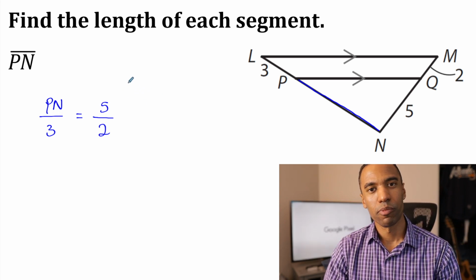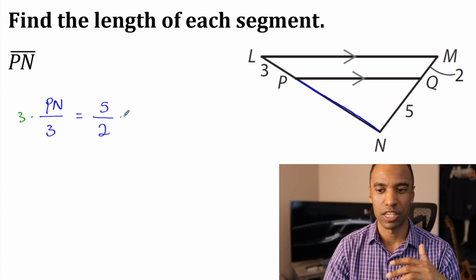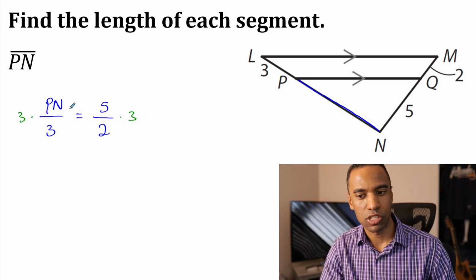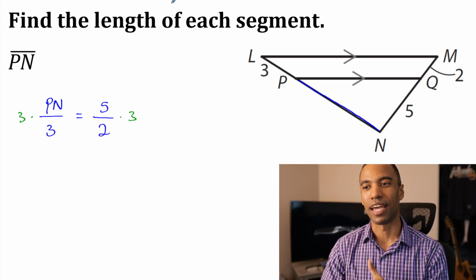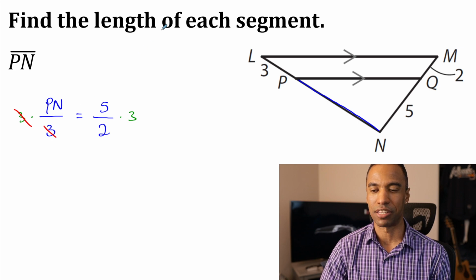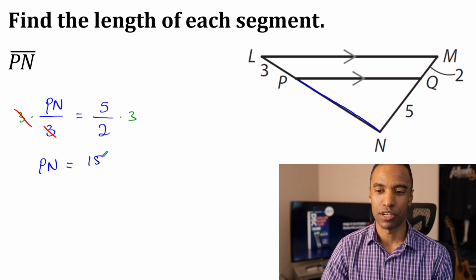Now, I could say cross multiply here, but also literally, guys, all I got to do is multiply both sides by 3. Why should I multiply by 2 and bring it up here only to divide it back by 2 again? I don't have to. This already gets Pn by itself right here. So just to save time a little bit, Pn is 15 over 2.